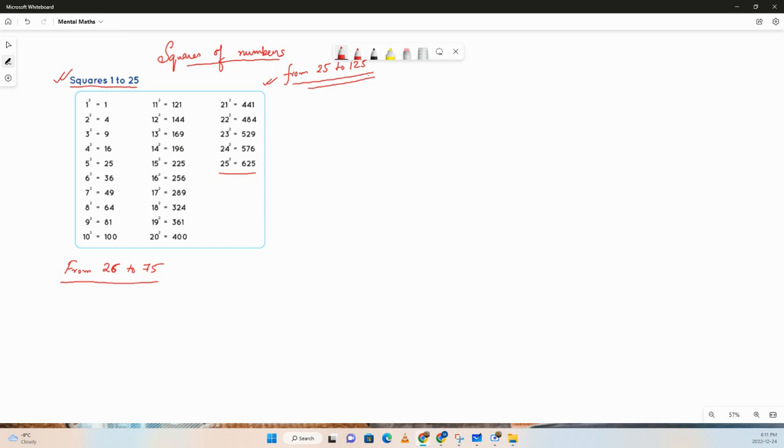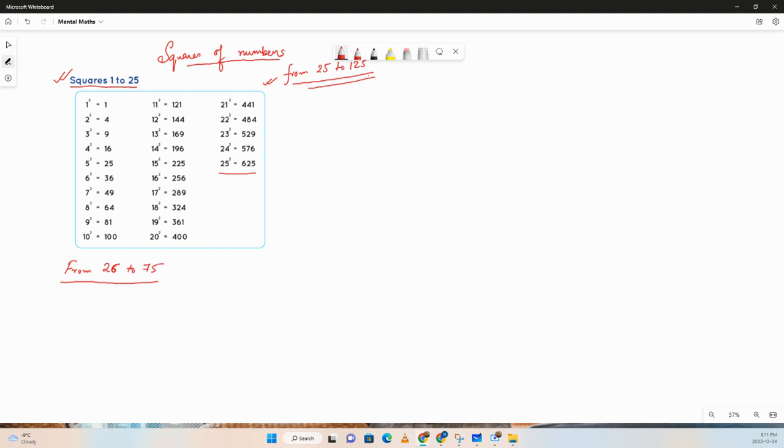Today we'll be learning about finding squares of numbers, basically up to 125. So this is a two-part session. First, we'll discuss finding squares of numbers from 26 to 75, and then the next part would be from 76 to 125. This is basically the first session of the series that we like to call mental maths.